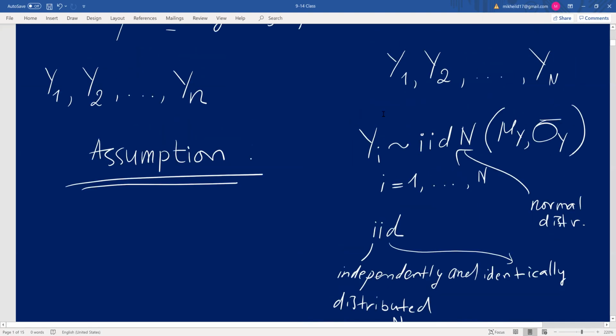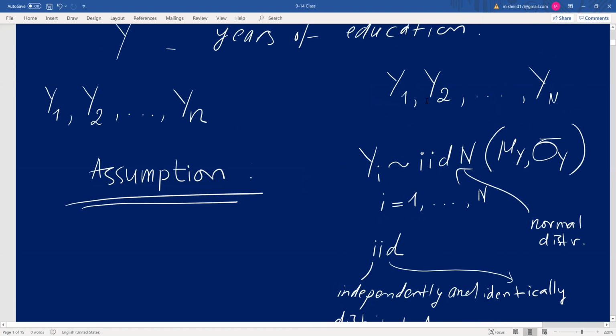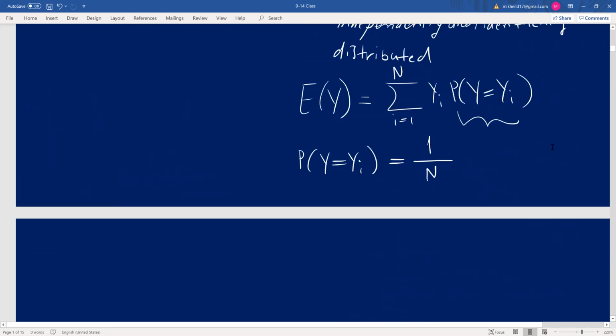Guys, are you with me? Since these observations are identical and independent of each other, you can say that the probability of any of the yi is 1 over n, because you have n observations, and if you want to pick one of those, the probability of picking one will be 1 over n. So you will have 1 over n times the sum of yi, where i changes from 1 to n.